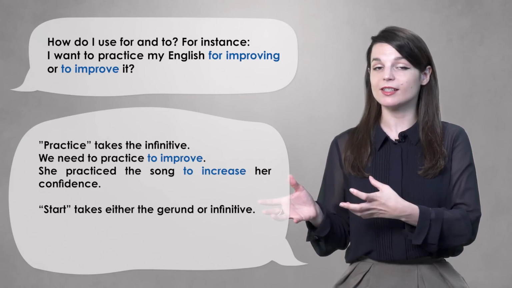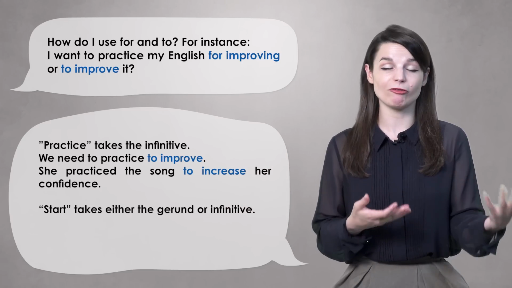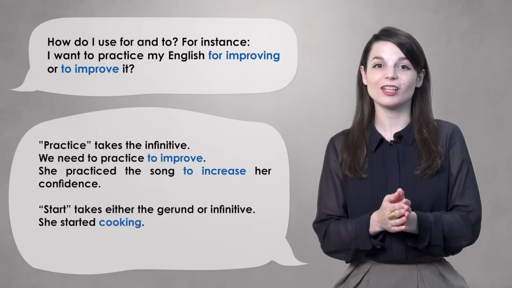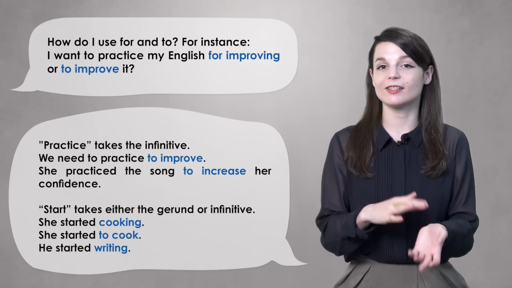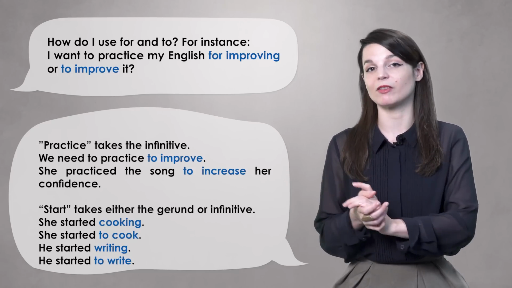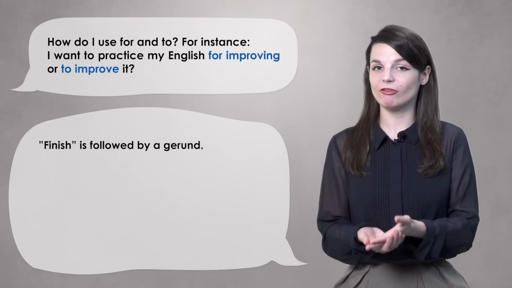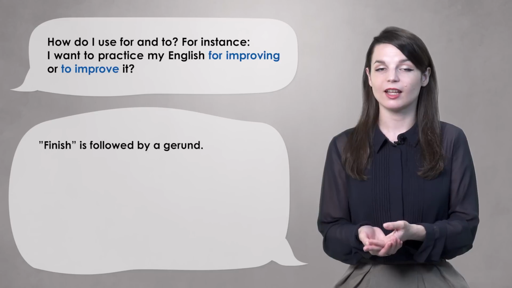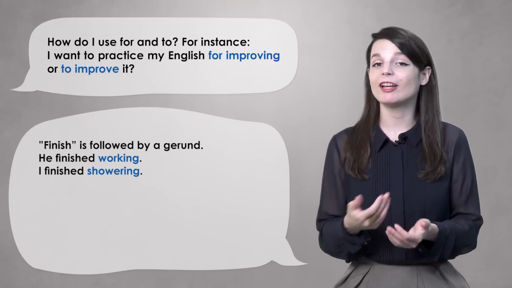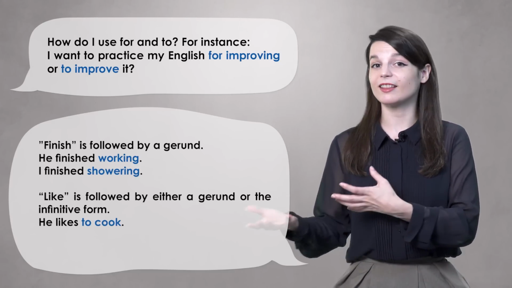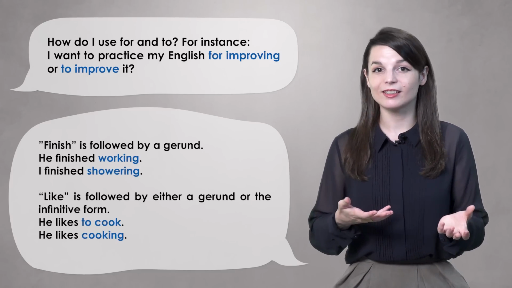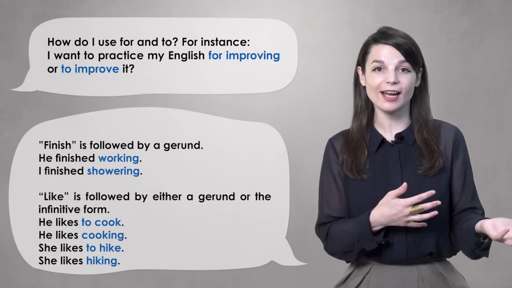The verb start takes either the gerund or the infinitive. She started cooking. She started to cook. He started writing. He started to write. Either is fine with the verb start. The verb finish takes a gerund. He finished working. I finished showering. The verb like takes either. He likes to cook. He likes cooking. She likes to hike. She likes hiking.